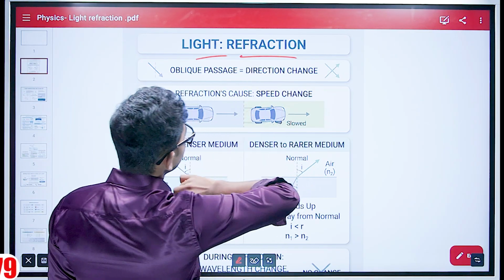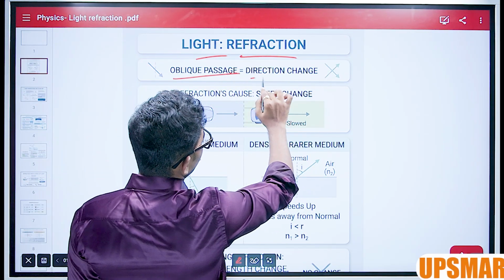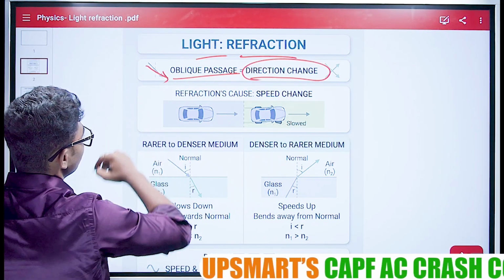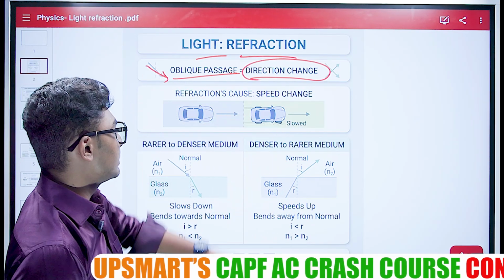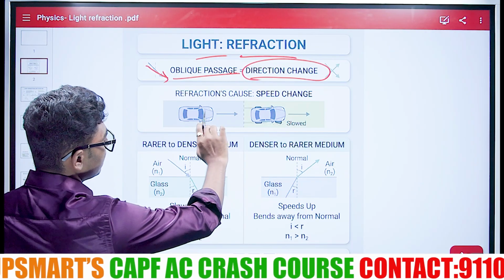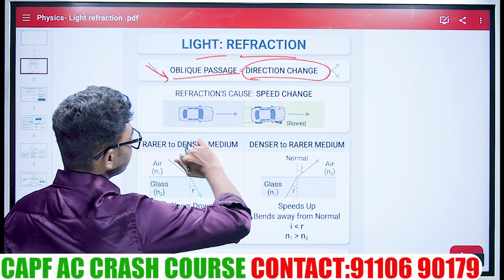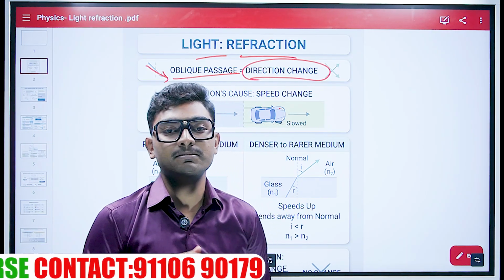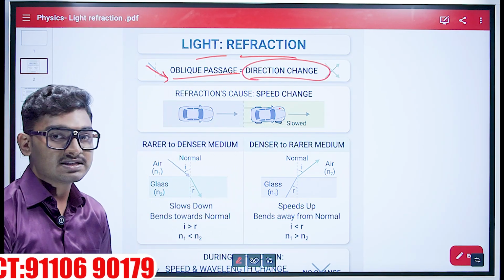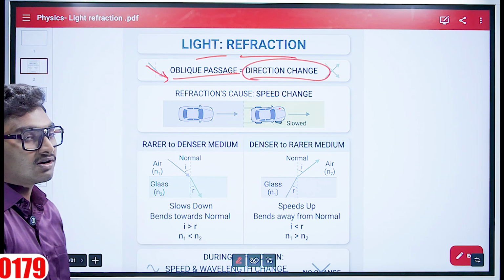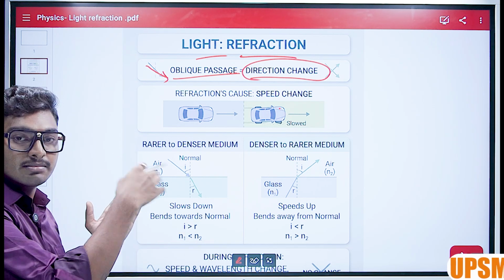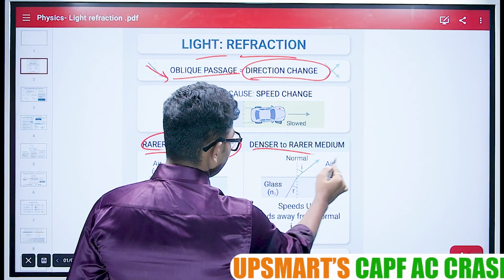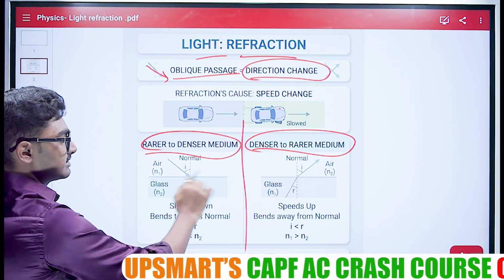Light refraction: oblique passage equals direction change. When the light ray travels from one medium to another medium, obviously there will be a change in direction, and refraction causes a speed change. As the light ray passes from one medium to another, it changes its speed also, depending on the medium from which it is coming and which it is moving to. Rarer to denser medium, denser to rarer medium. These are the two conditions.